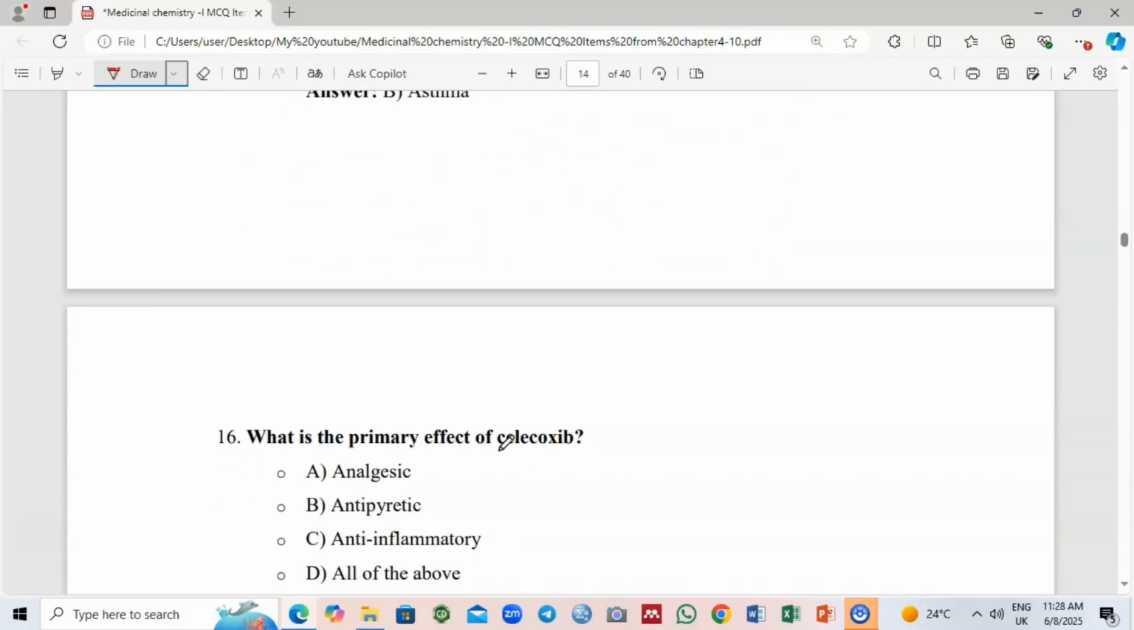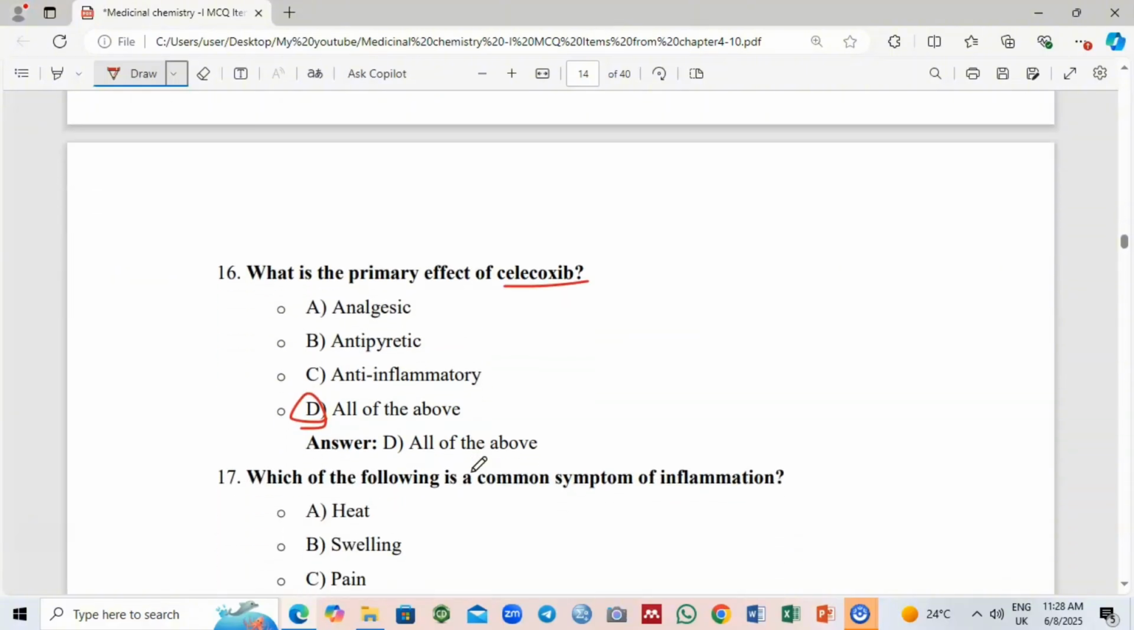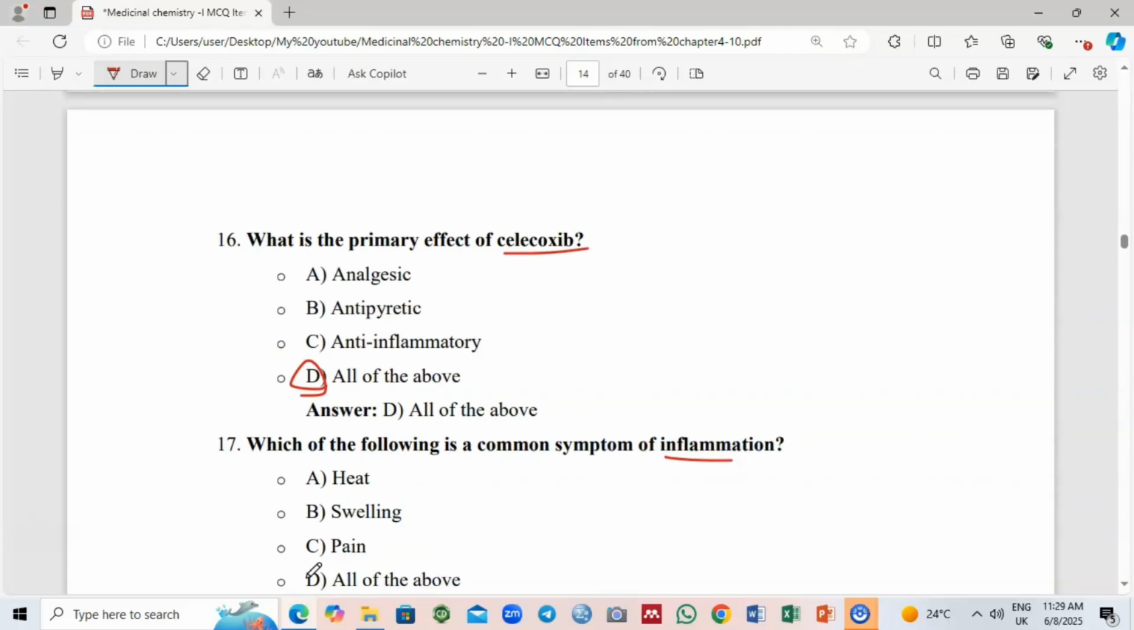What is the primary effect of celecoxib? A. Analgesic. B. Antipyretic. C. Anti-inflammatory. D. All of the above. You know that celecoxib and rofecoxib are cyclooxygenase 2 inhibitors. Therefore, they can be classified under all of the above because they are analgesic, antipyretic, and anti-inflammatory. Therefore, this is the correct answer for celecoxib and rofecoxib. Which of the following is a common symptom of inflammation? A. Heat. B. Swelling. C. Pain. D. All of the above. This is simple. All of the above is the answer.